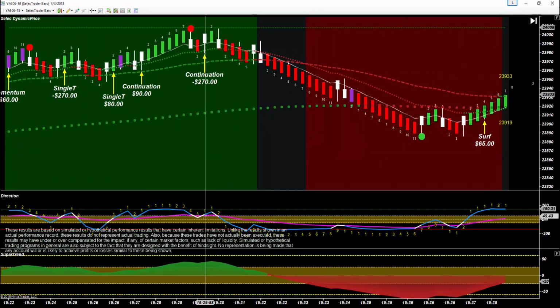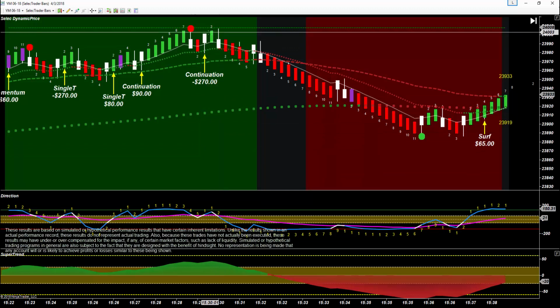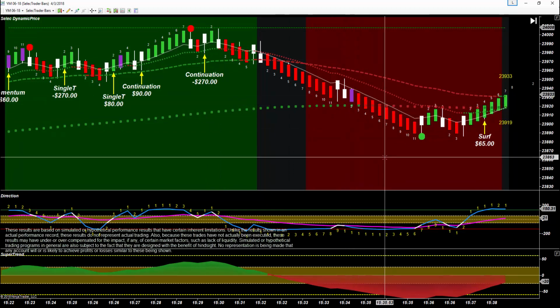Unfortunately, purple line is just on the edge, so we can comfortably enter this, but it does get stopped out at our 18 tick stop. We can't take this continuation because we don't have enough space before hitting the 200.